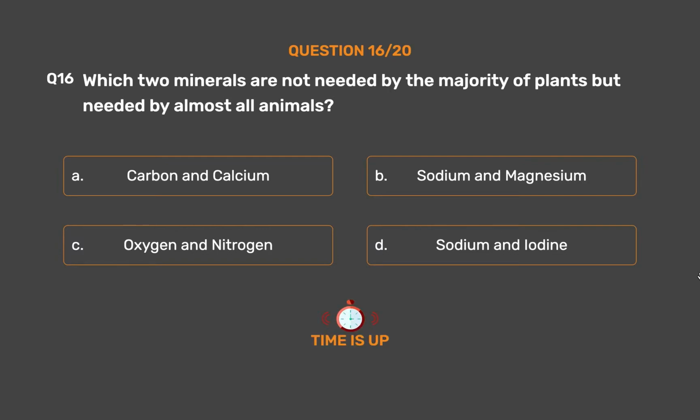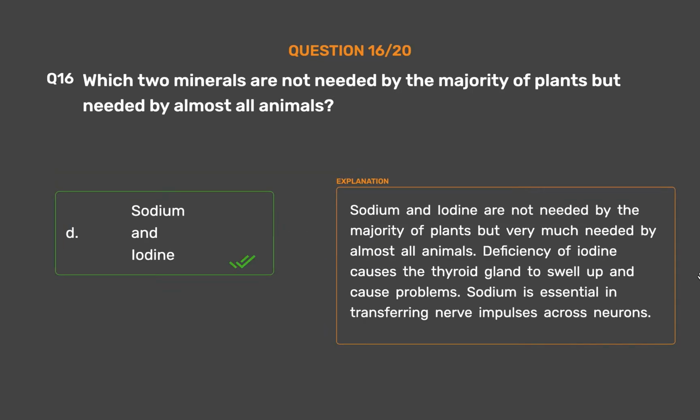The correct answer is Option D. Sodium and iodine. Sodium and iodine are not needed by the majority of plants but very much needed by almost all animals. Deficiency of iodine causes the thyroid gland to swell up and cause problems. Sodium is essential in transferring nerve impulses across neurons.